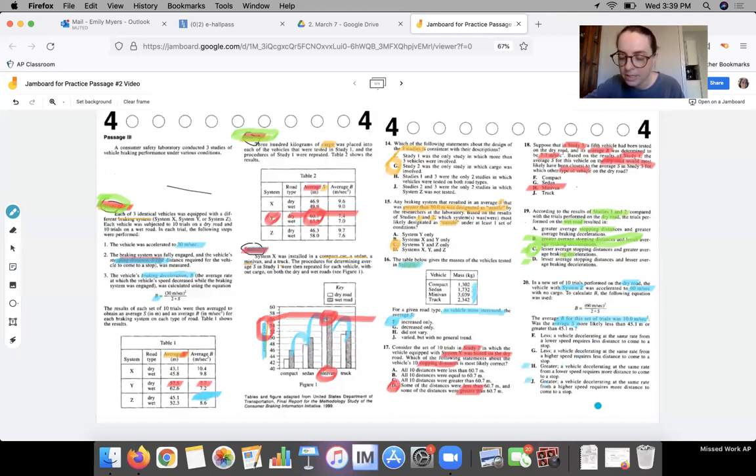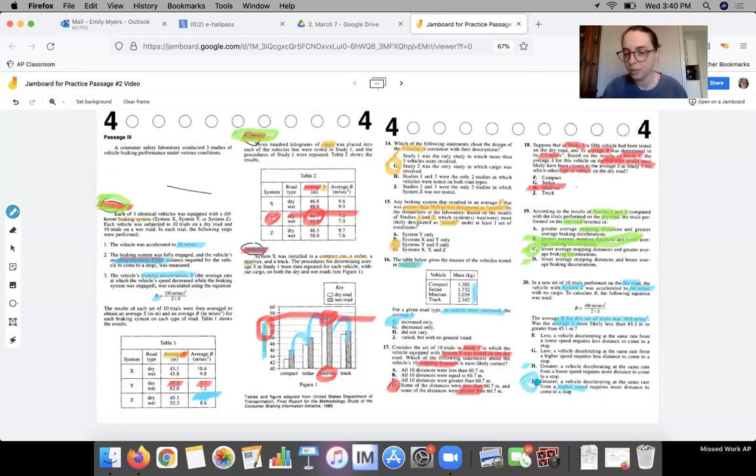Let's see what their explanations are. H says greater, it takes a longer distance to slow down because a vehicle slowing down at the same rate from a lower speed requires more distance to come to a stop. That doesn't really make sense. J, greater, a vehicle slowing down at the same rate from a higher speed. Yeah, because we are at a higher speed. We're at 60 now instead of 30. Requires more distance to stop. That makes sense. So the answer should be J.